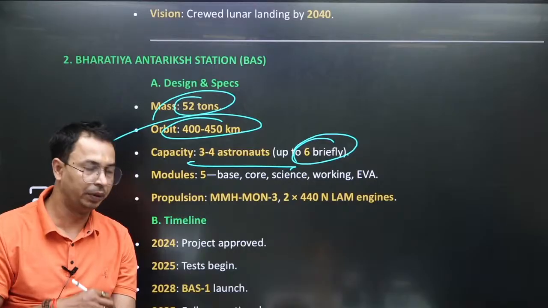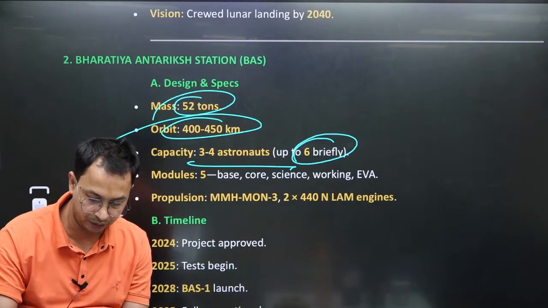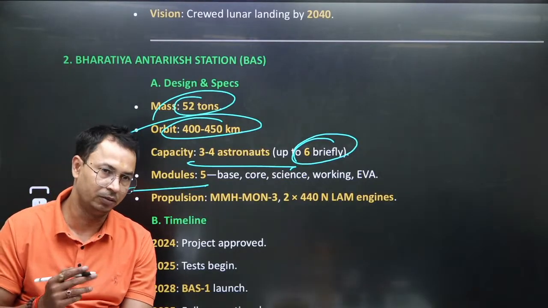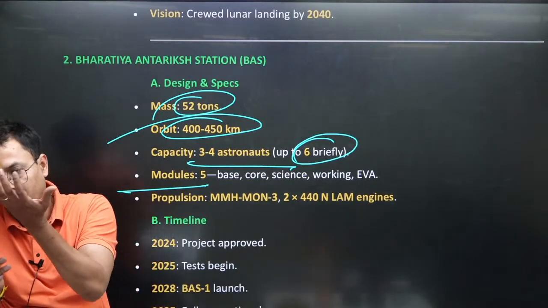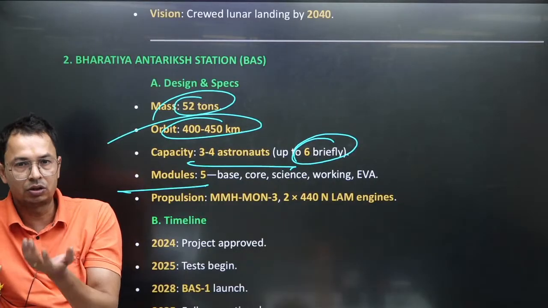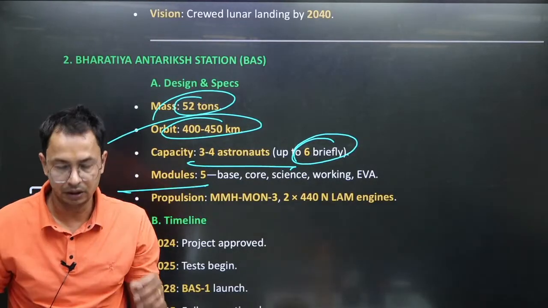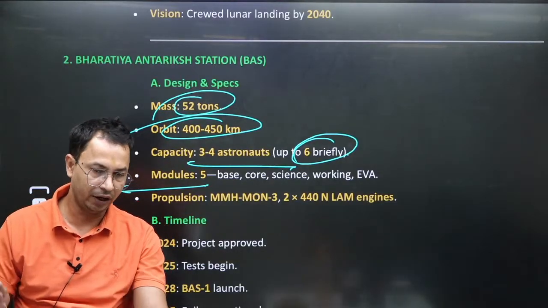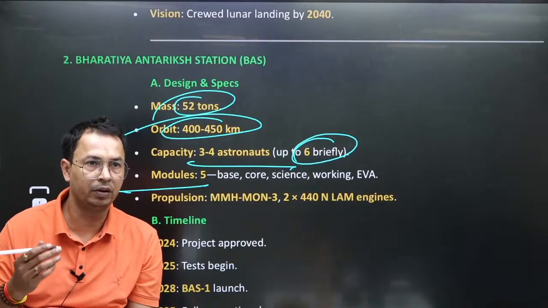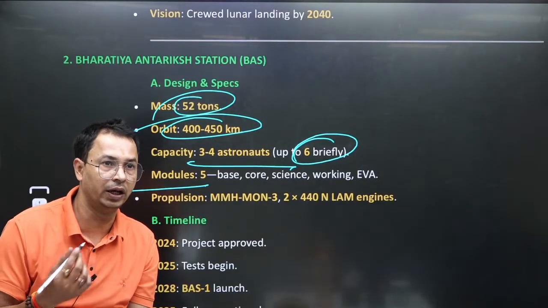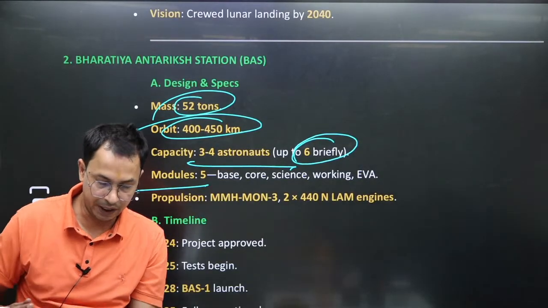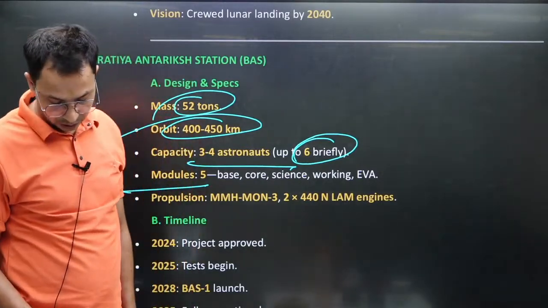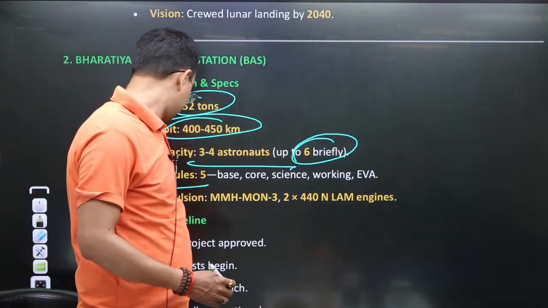And for building the Bharatiya Antariksh Station, we will send 5 modules. It means the Bharatiya Antariksh Station will be a modular space station like the International Space Station. It is also a modular space station, because in one go we cannot send the entire space station. We have to dock the different components of the space station in space. So this type of composition is called the modular composition of the space station.